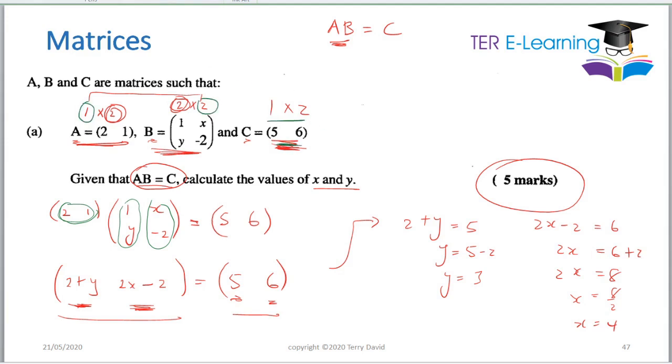So all I'm doing, I am substituting each of the matrices into this equation that we have here, AB equal to C, right? So you write A exactly as they gave you it, which is 2, 1. So A was 2, 1. And I'm multiplying that by B, which is 1, x, y minus 2. And that is equal to another matrix, which is 5, 6. Right? So let me know if that makes sense up to that point.